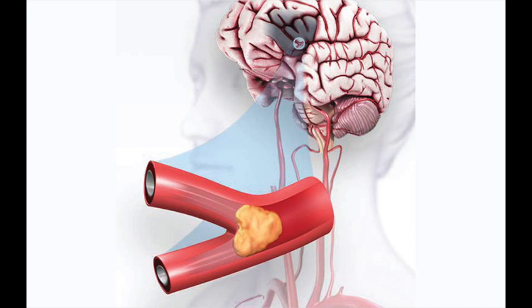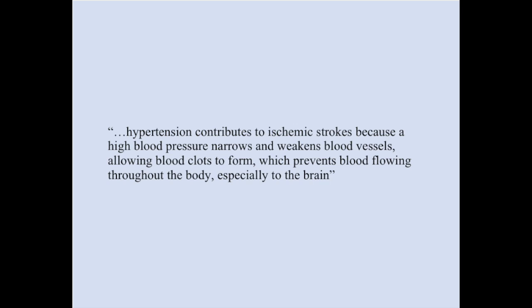So, when the blood vessels narrow and harden and fats enter the bloodstream, the fats can build up in the damaged blood vessels. There will be a limited blood flow throughout the body and potentially a formation of blood clots, which is what causes a stroke to occur. To sum everything up, hypertension contributes to ischemic strokes because the high blood pressure narrows and weakens blood vessels, allowing blood clots to form, which prevents blood flowing throughout the body, especially to the brain.